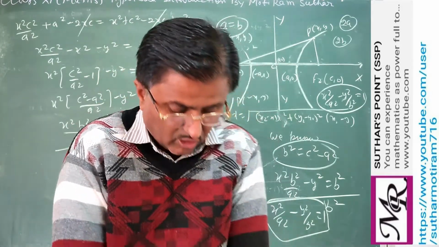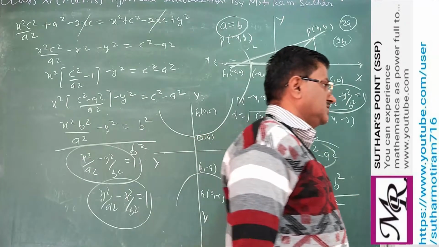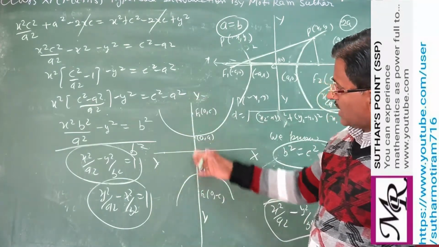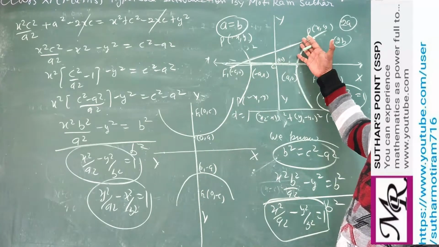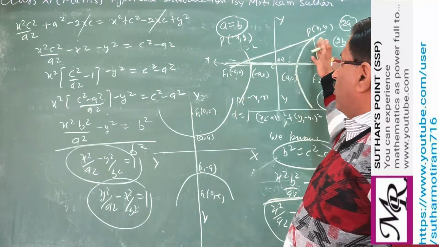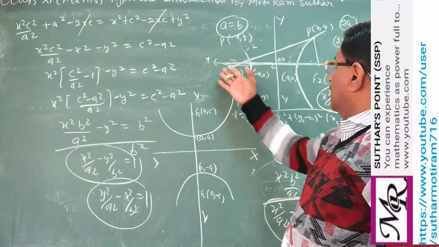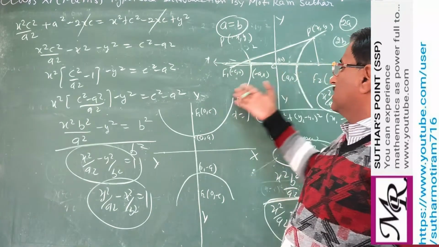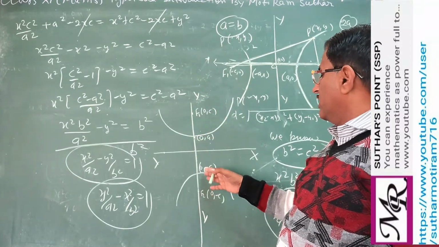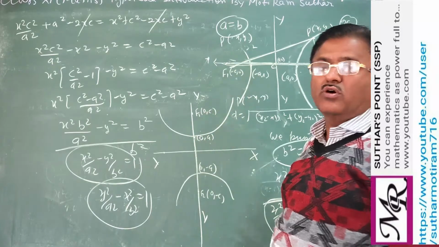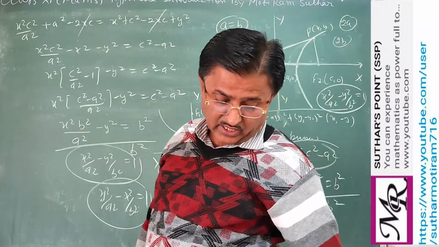The foci are always on the transverse axis. Dear student, one more point: you can take either this type of hyperbola or that type of hyperbola, and the foci will always lie on the transverse axis. In this one the x-axis is the transverse axis, in this one the y-axis. So the coordinates of the foci, or the vertices, always lie on the transverse axis.